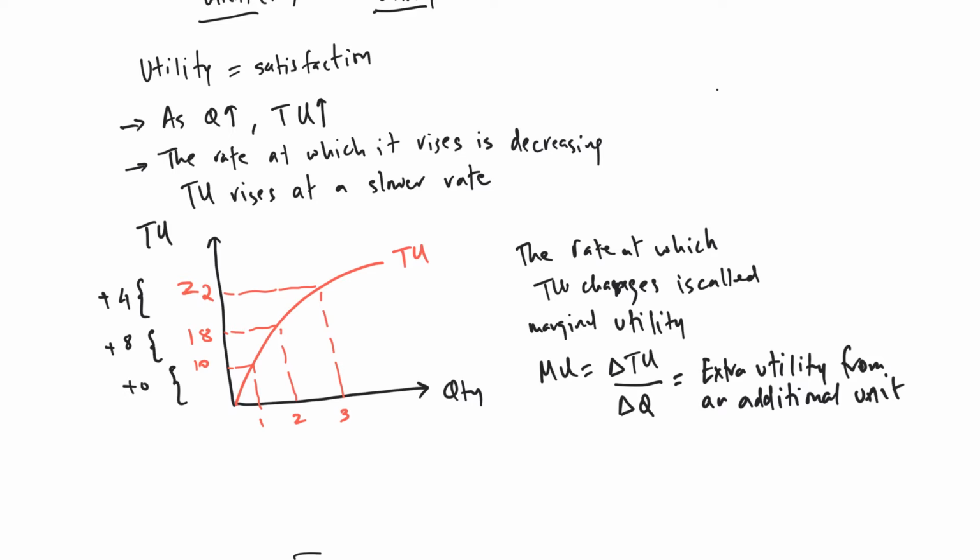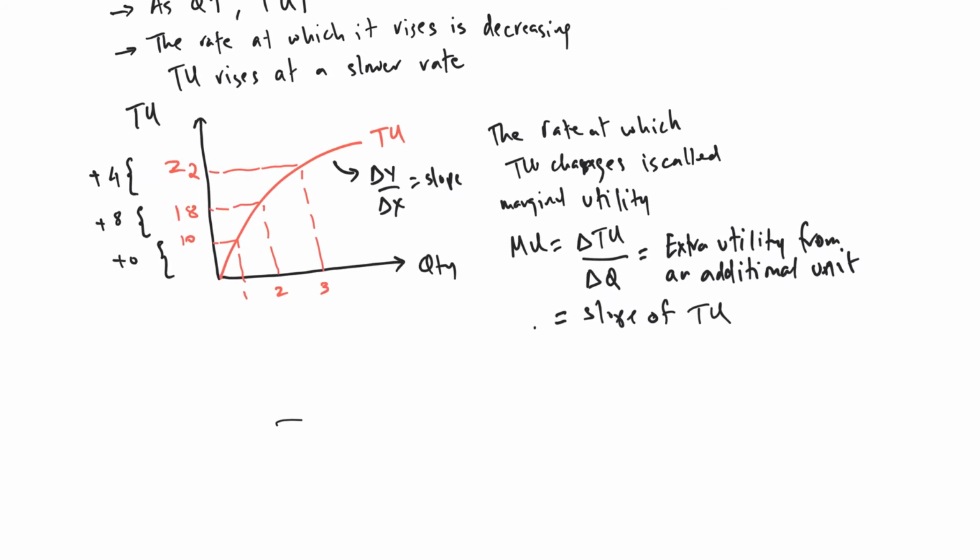So from an additional unit, how much extra satisfaction that we could get, that is your extra utility. Now if I ask you guys, find me the slope for this graph, the slope would be change in y over change in x, right? That's the formula for the slope, which will actually be, if you look at it, the change in y is change in TU, change in x is change in quantity, which is exactly what you see here. MU is simply the slope of TU. So why is the slope diminishing?